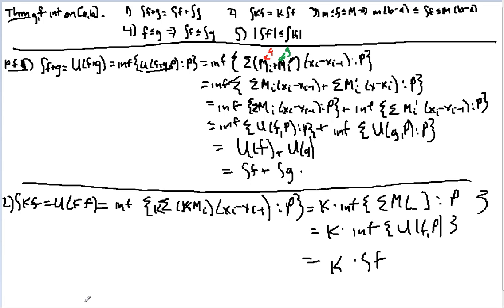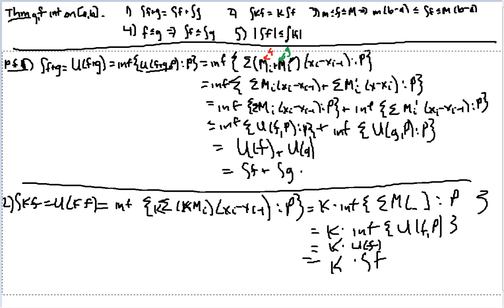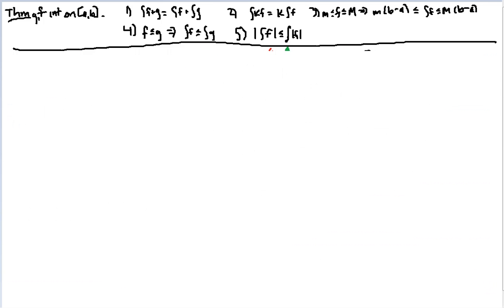Alright, so I'm in the middle of proving all these things about integrals. I had to hurry last time because my 5 minutes were up, but the integral of kf, go through, you get k times infimum, which equals k times u of f, which equals k times the integral of f. So we're done. So what I'm going to do now is I'm just going to erase all this, and then we're going to get on to the third proof.